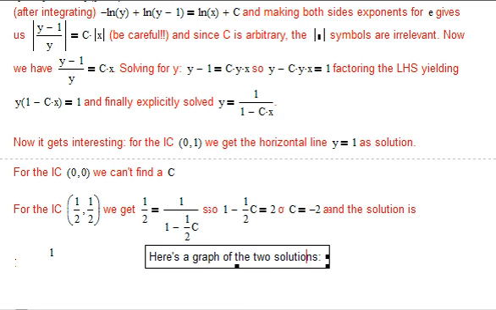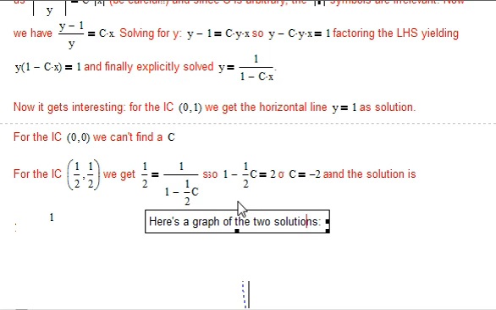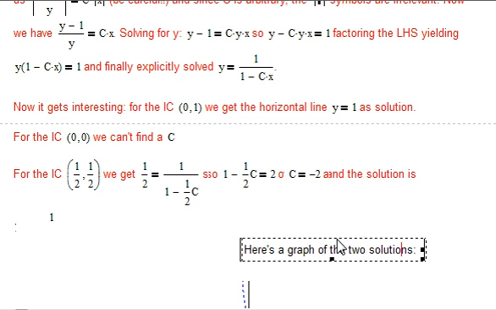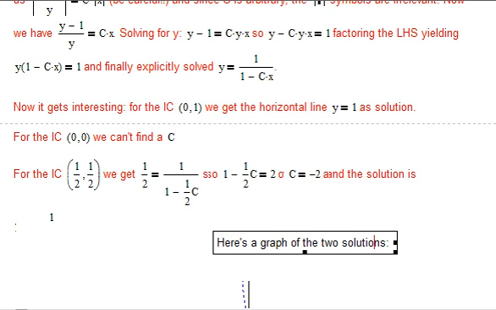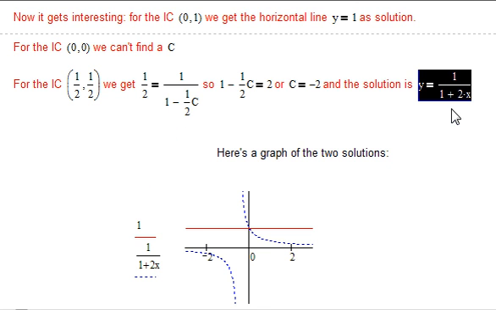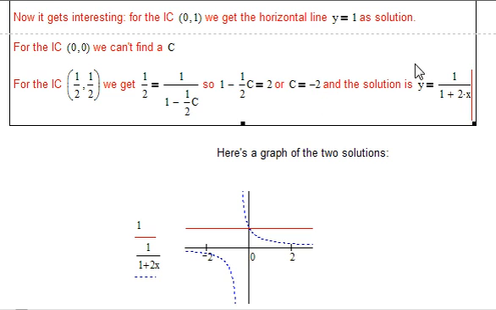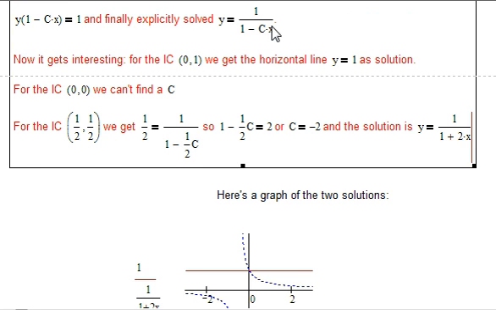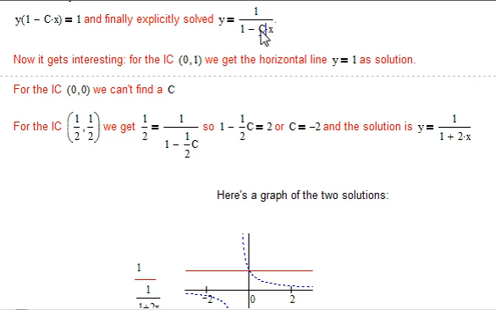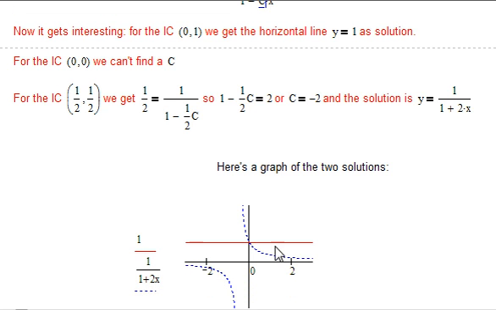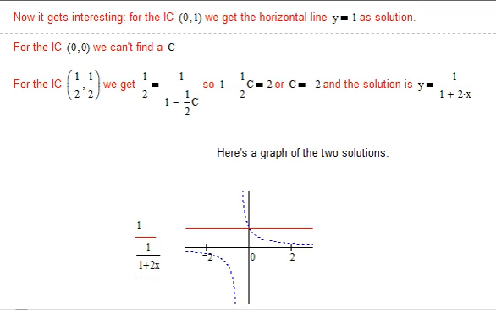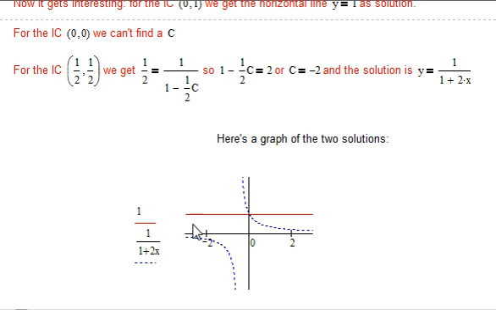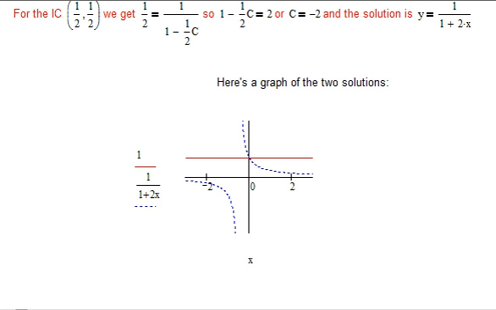And the solution is, oh, my solution disappeared. Where did it go? I can see where it went. Went over here. If C is negative 2, and we put that in here for C, we're going to get y equals 1 over 1 plus 2x. And here's the graph of our two solutions. The singular one is this horizontal line, and the other one is this hyperbola. So that's that.